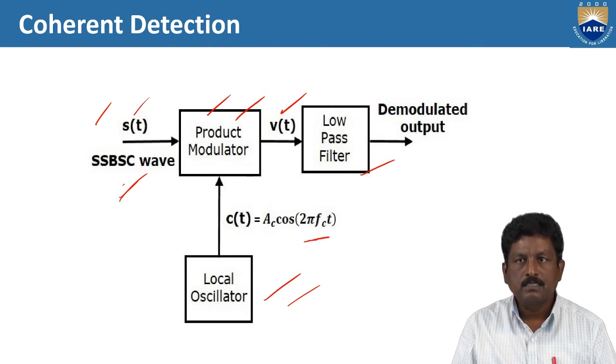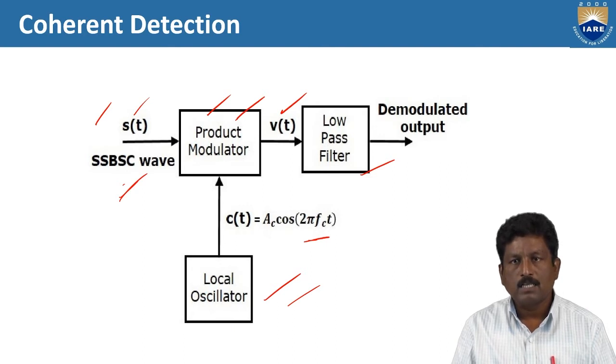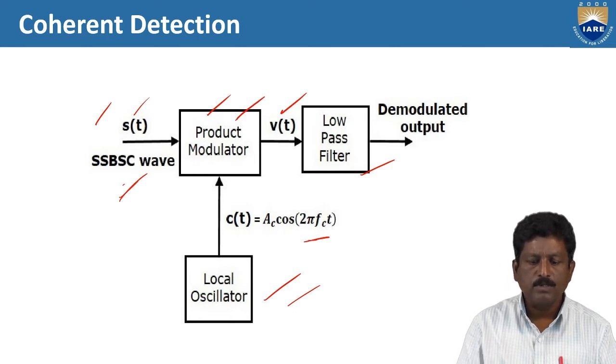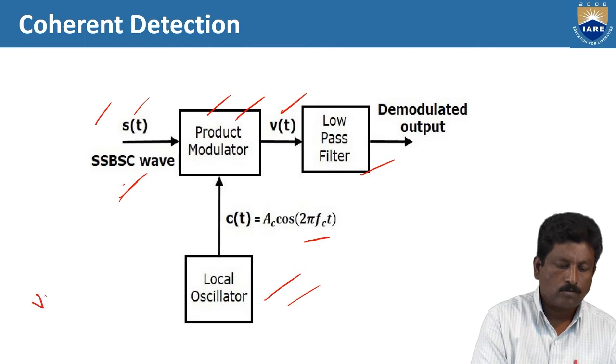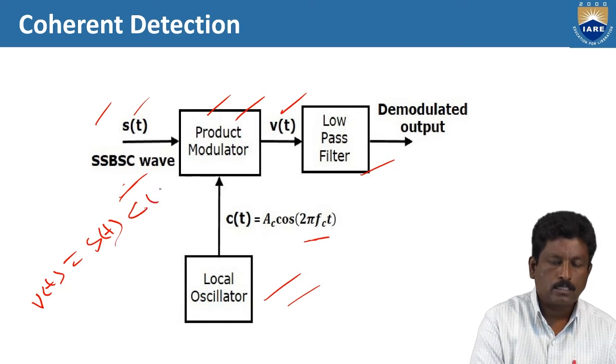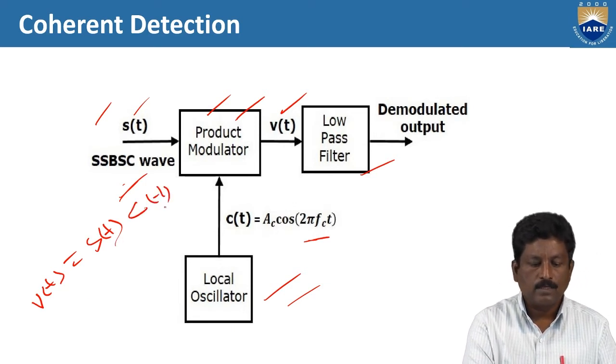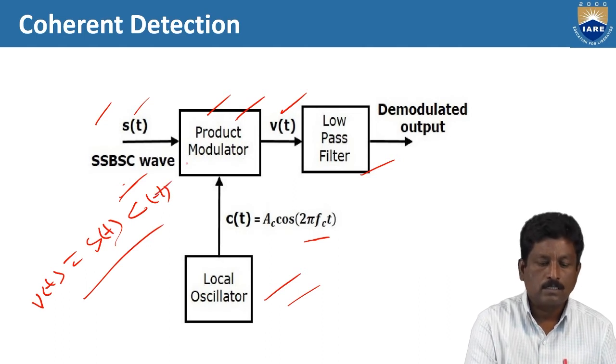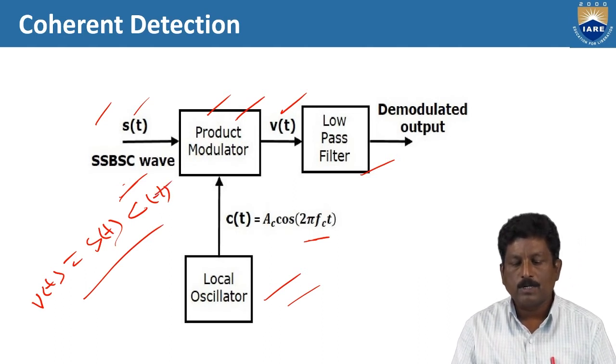V of t is the output of the product modulator, generated with the inputs S of t, the SSB upper sideband modulated wave, and the local oscillator carrier signal C of t. So V of t equals the input signal S of t times the locally generated carrier signal C of t. It is a product of the received modulated wave S of t and the locally generated carrier signal C of t.